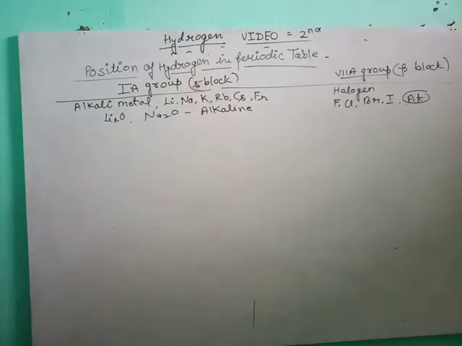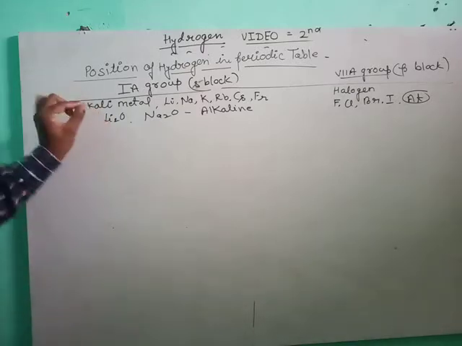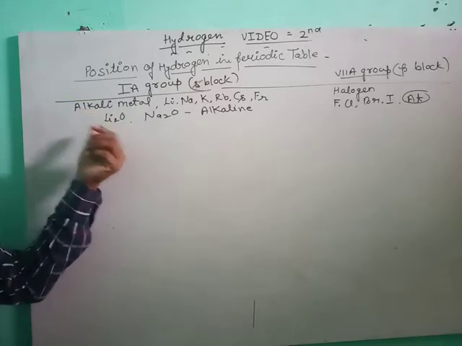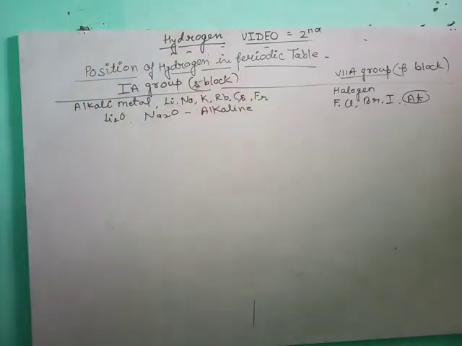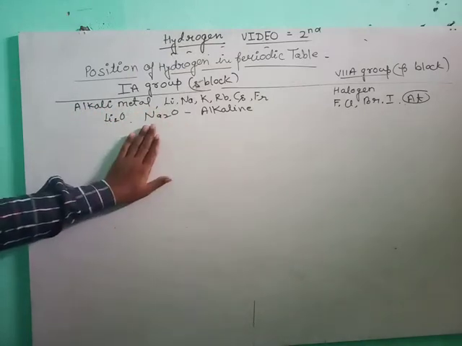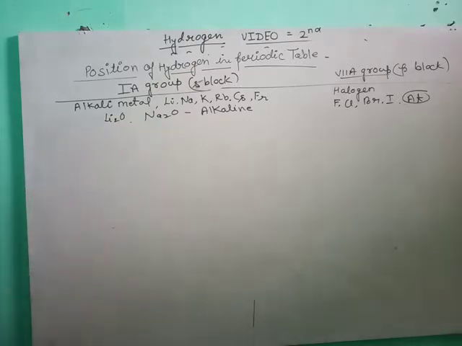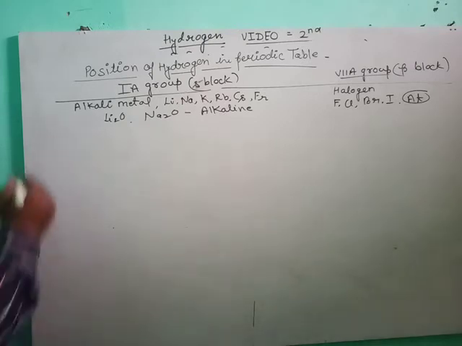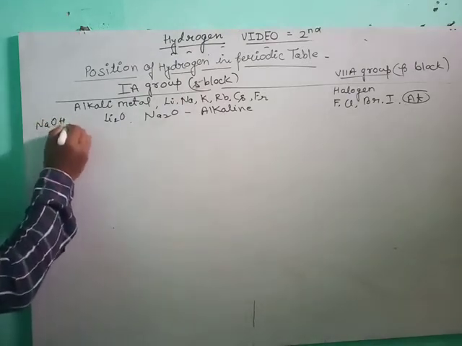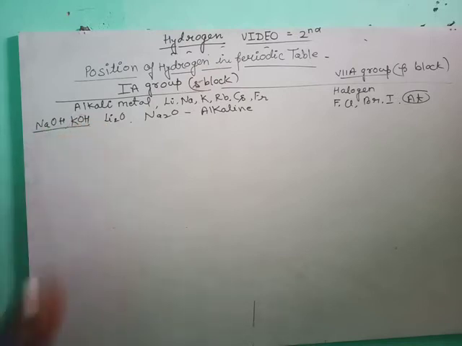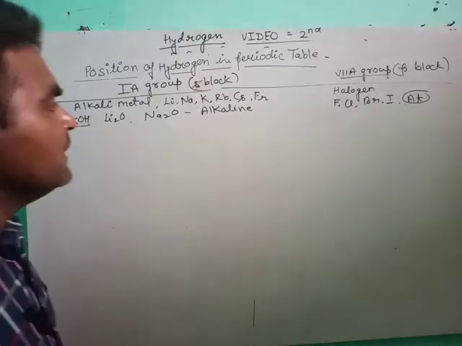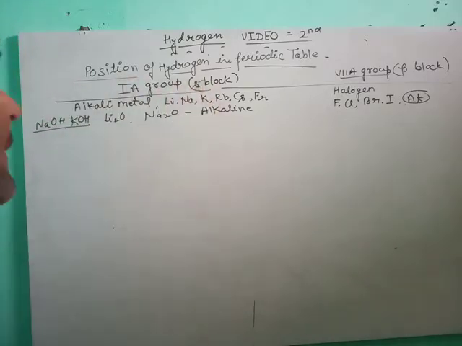If anyone asks you why the elements of the first A group are called alkali metals, then you clearly tell them that the oxides of first A group elements are alkaline in nature, so these are called alkali metals. Na2O sodium oxide, Li2O lithium oxide, K2O potassium oxide, and so many oxides or hydroxides like NaOH or KOH are alkaline in nature, so these are called alkali metals.